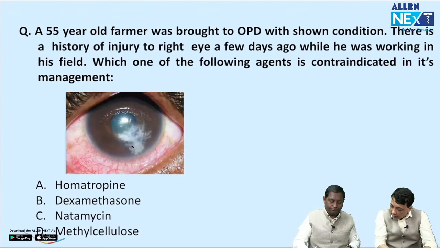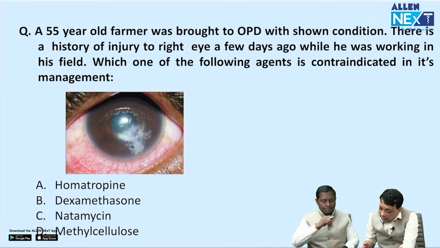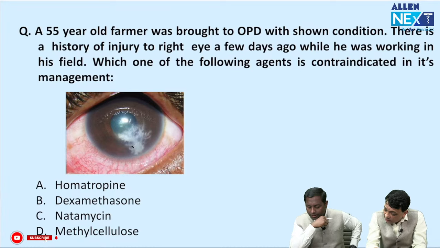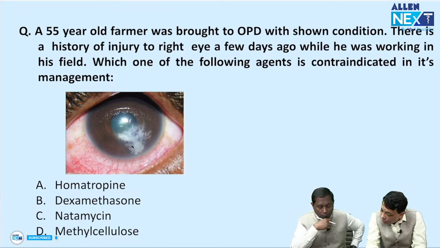Yes, please. The next question is again on a kind of an ulcer, as I can see in the picture. A 55-year-old farmer was brought to the OPD with the shown condition. There is a history of injury to the right eye a few days ago while he was working in his field. Which one of the following agents is contraindicated in his management?